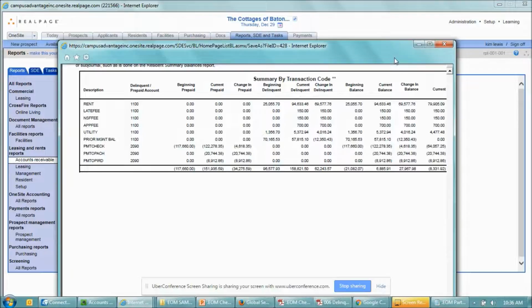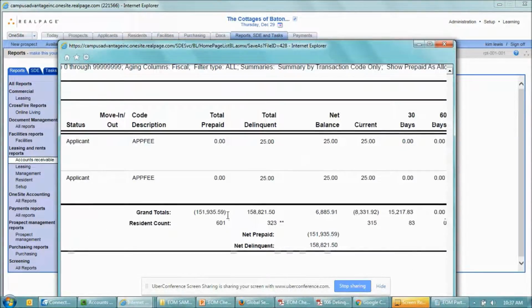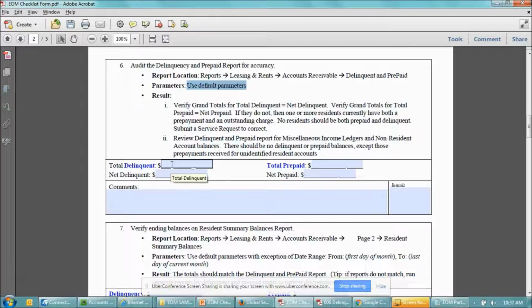And then once we open, jump all the way to the bottom. Do they match now? And they match now. So this is an ideal report where the grand prepaid matches the net prepaid and the grand delinquent matches the net delinquent. The end of month checklist does ask us to put in those details here.